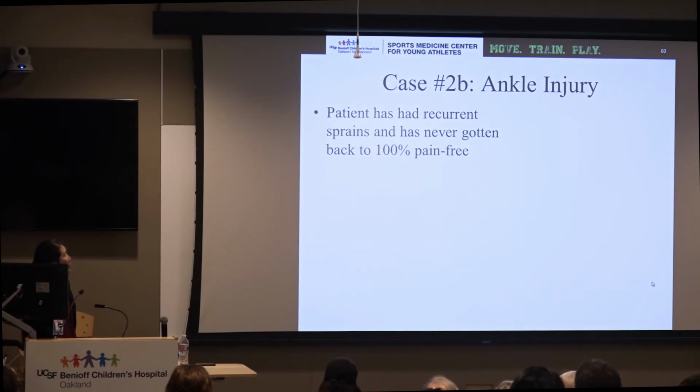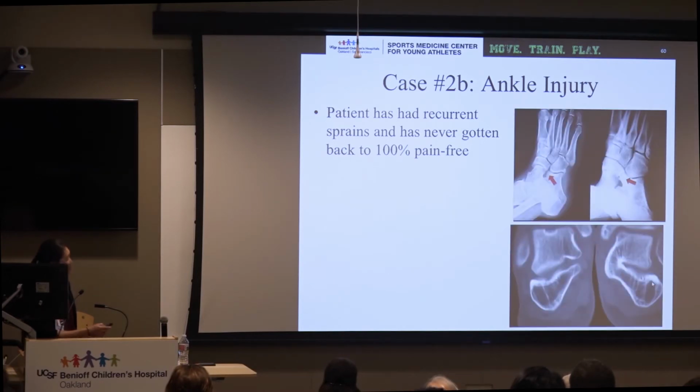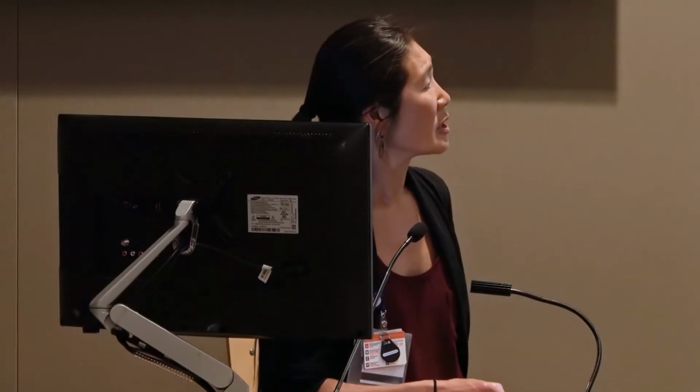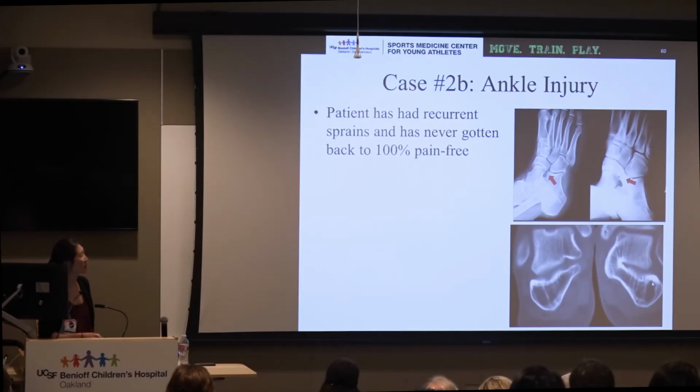Okay? What about a patient that's had recurrent sprains, has never gotten back to 100% pain-free? How do you treat that? How do you look at it? Someone who has recurrent sprains, and they keep coming with recurrent sprains, get a foot x-ray. Because someone has a tarsal coalition like this, and you can only see it on a foot x-ray. You're not going to see it on ankle x-ray.